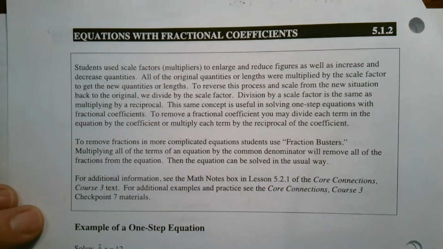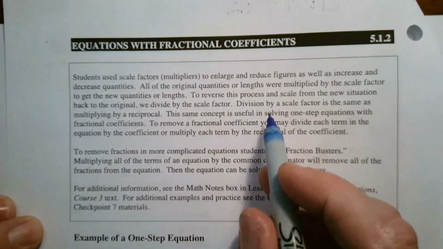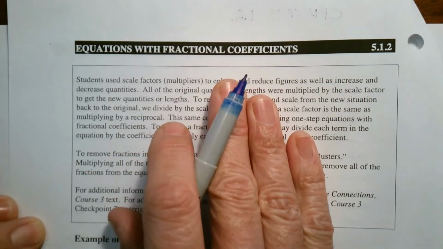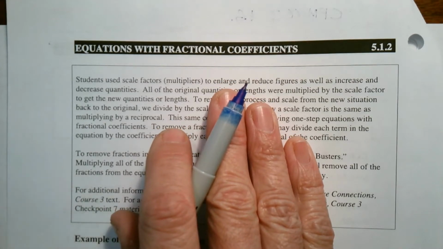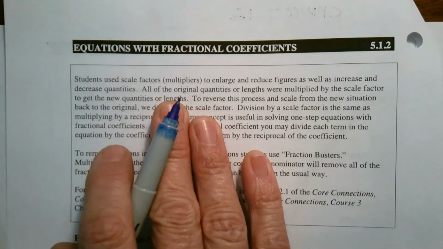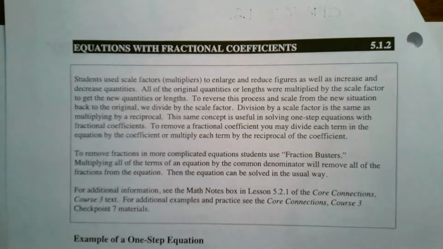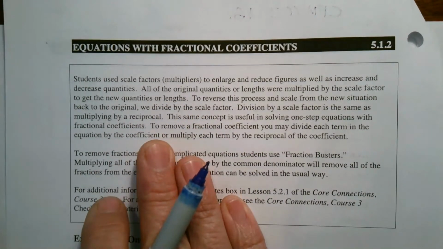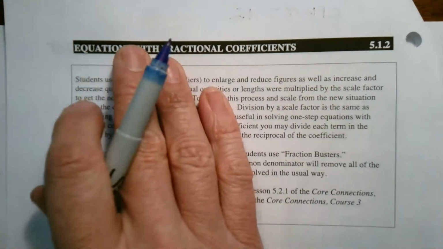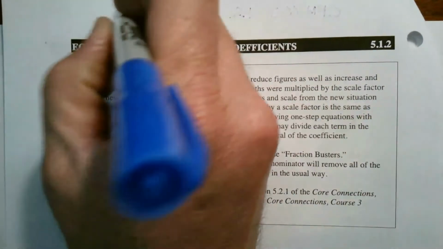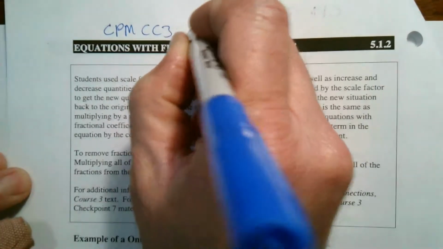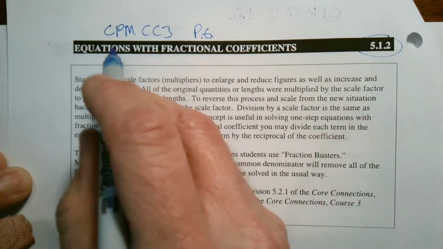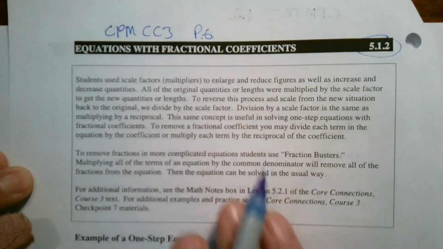We are looking at equations with fractional coefficients, right? So this is basically using fraction busters, is the term, in order to write an equivalent equation and then have an easier equation to solve. So a more simplified equation to solve. I'm taking these problems from CPM Course 3, and this is the parent guide for 5.1.2, equations with fractional coefficients.